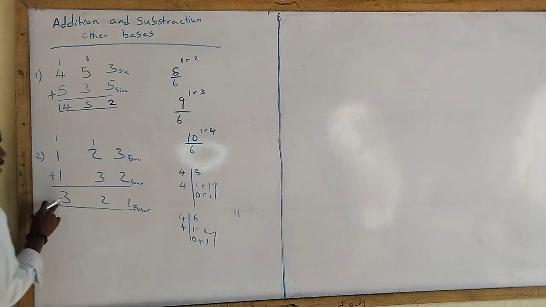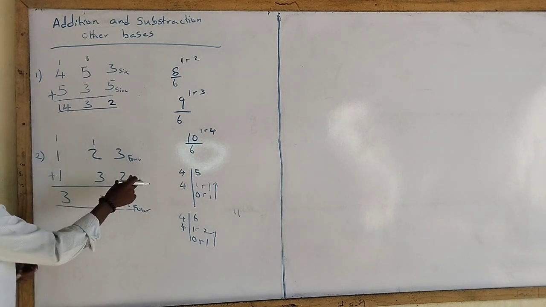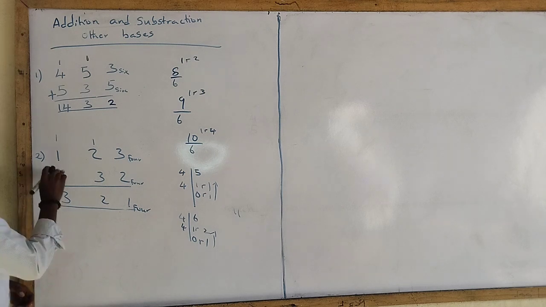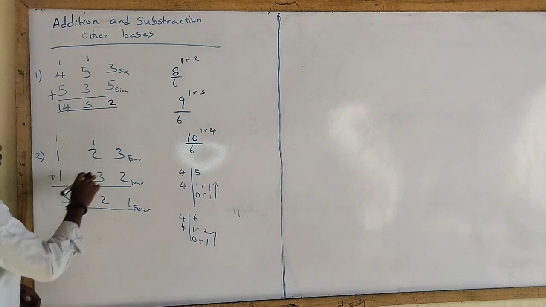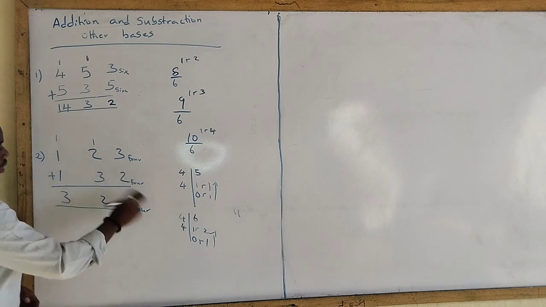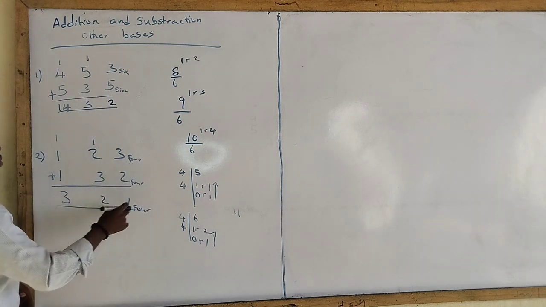We don't convert this because 3 is less than 4. So this is the answer. So the addition of 123 plus 132 in base 4 is equal to 321 base 4.